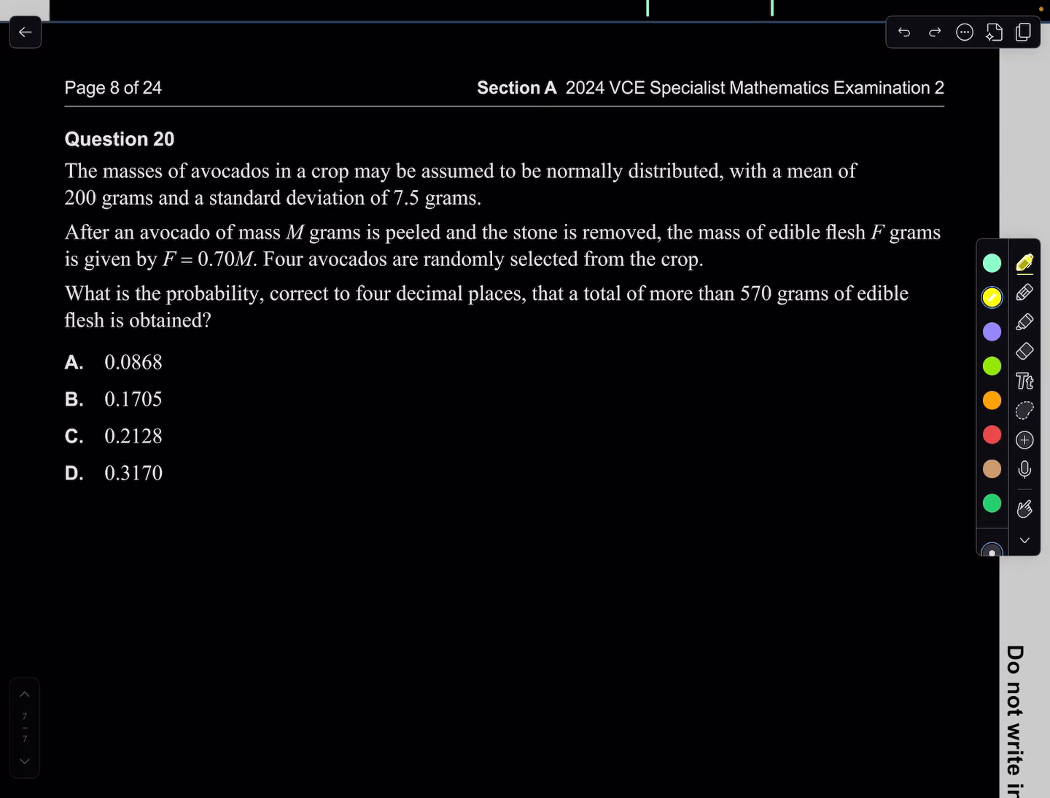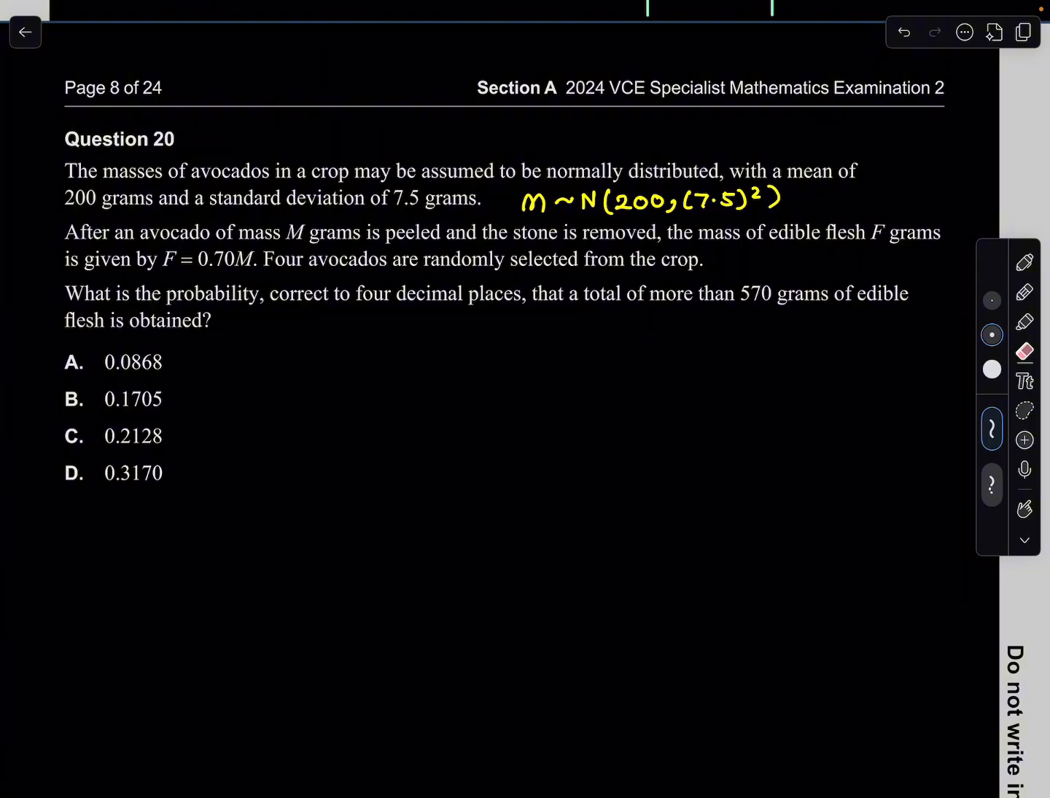Question 20. The masses of avocados in a crop may be assumed to be normally distributed with a mean of 200 grams and a standard deviation of 7.5. So the masses are normally distributed with a mean of 200 and a variance of 7.5 squared. After an avocado of mass M is peeled and the stone is removed, the mass of the edible flesh F, in grams, is given by this. 4 avocados are randomly selected from the crop. What is the probability, correct to 4 decimal places, that the total of more than 570 grams of edible flesh is obtained? Okay, so basically, think about it like this.